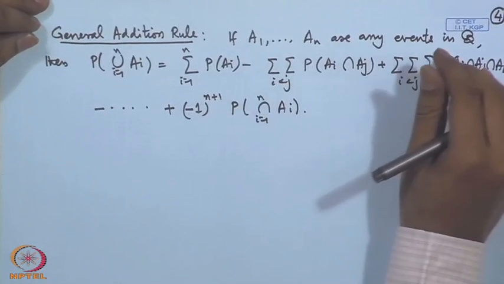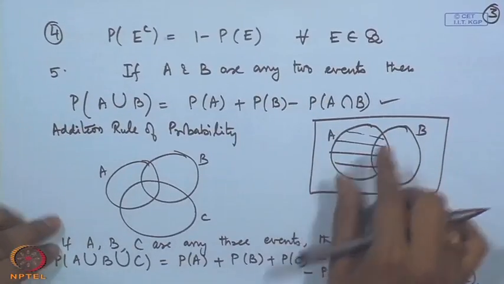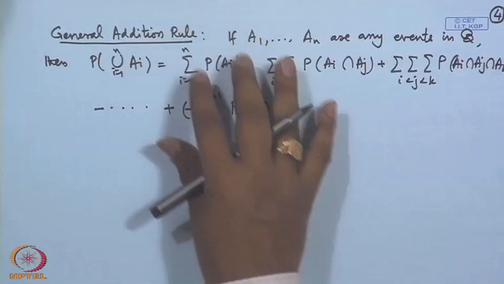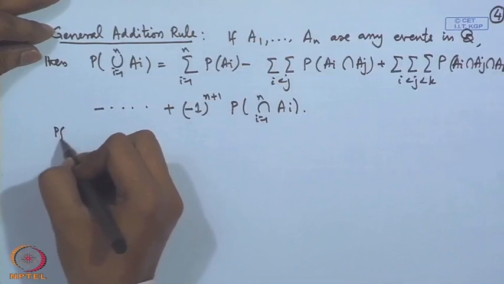So, one can actually prove these results by induction, because the proof of this is almost trivial here, and for the extension of this you can consider A union B and C, then split and do it twice. Similarly, for proving this result you can do it by induction.